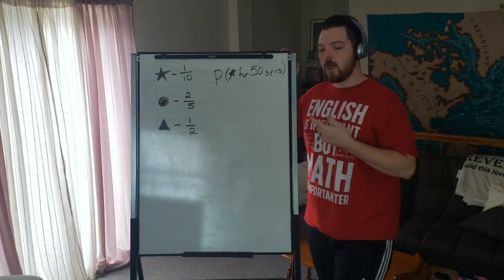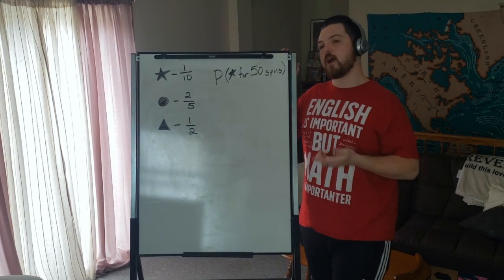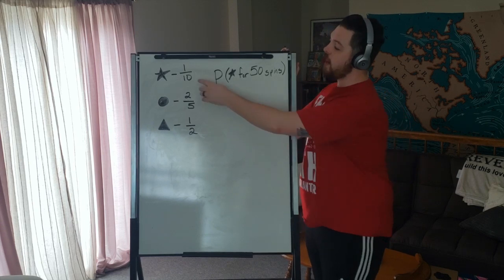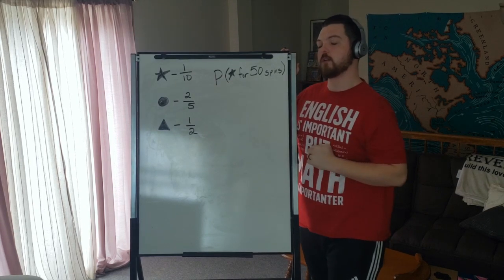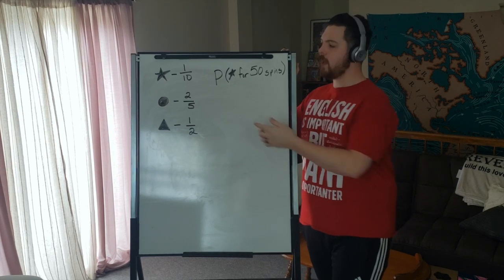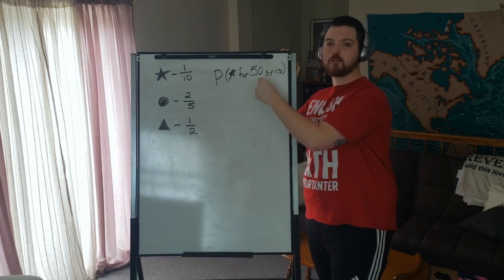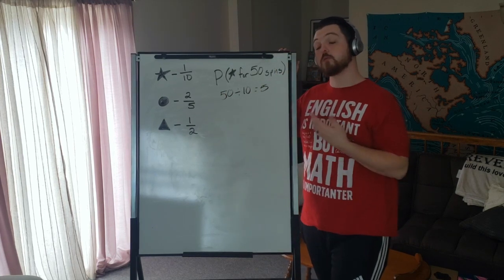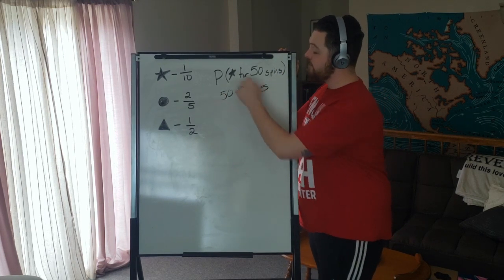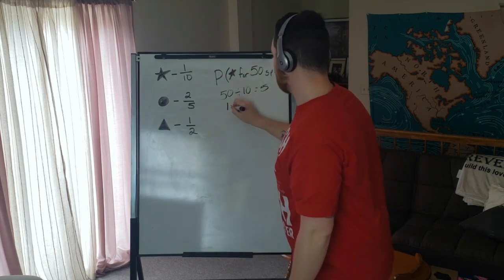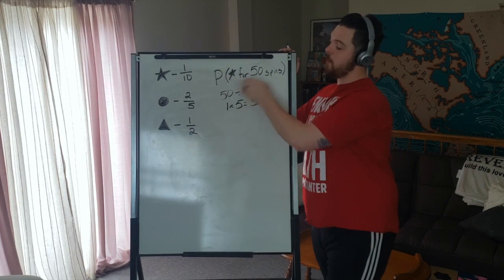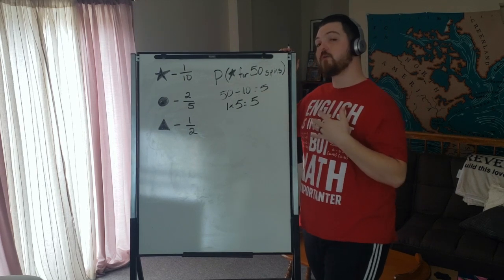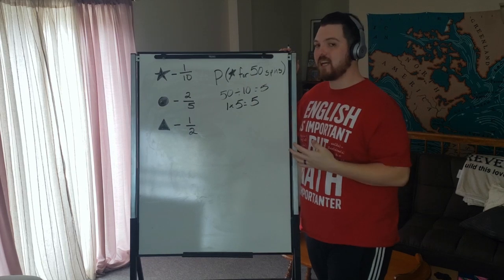So I want to think, what are the odds that if I were to spin 50 times that I would land on a star? Well, if I know that 1/10 of the time I'll land on a star, how many times does 10 go into 50? So if I know 50 divided by 10 equals 5, I can multiply 5 by the 1 in my numerator. So that means that my probability for landing on a star for 50 spins means that out of 50 spins, I will land on the star probably 5 times.